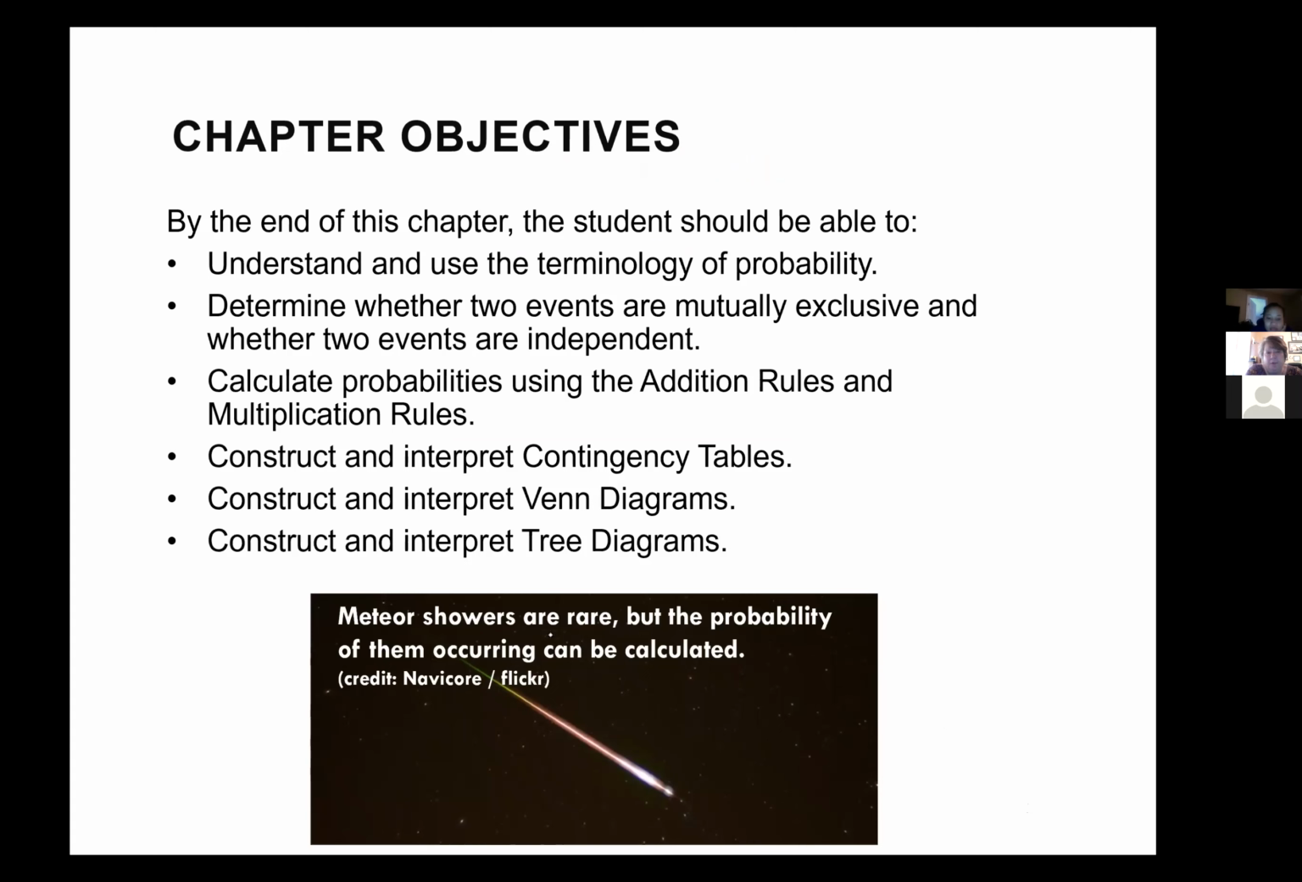By the end of this chapter, we should be able to understand and use the terminology of probability, and determine whether two events are mutually exclusive and whether two events are independent. So we need to understand the definition of mutually exclusive and the definition of independent. Then we're going to get the addition and multiplication rules for probability. Then we'll look at contingency tables. We'll talk about Venn diagrams as we go along. And then we'll do a tree diagram.